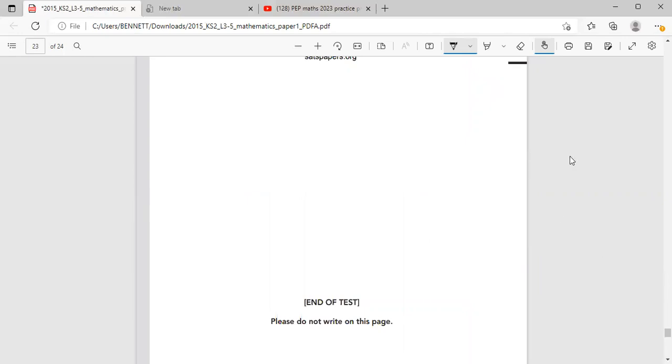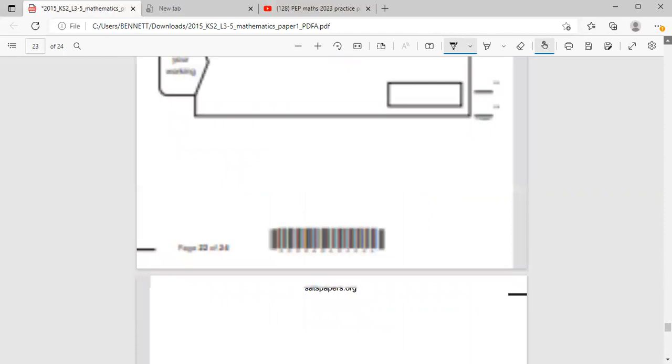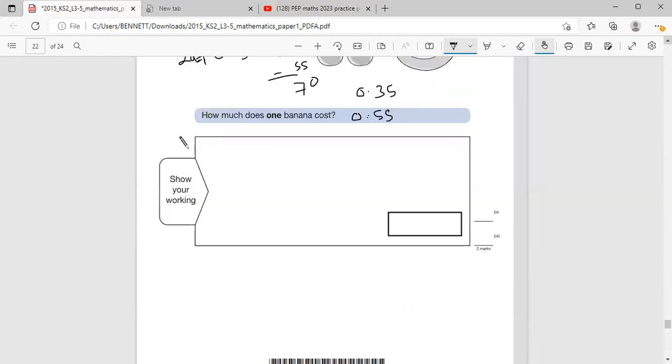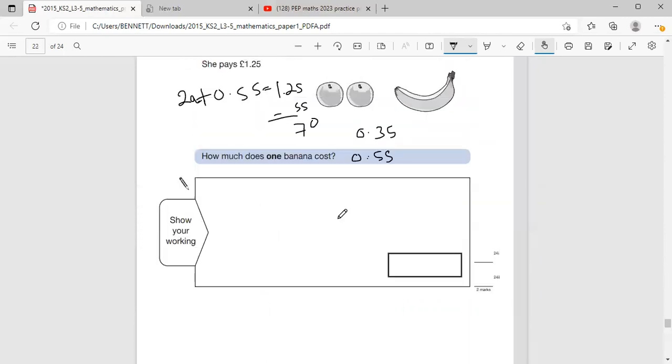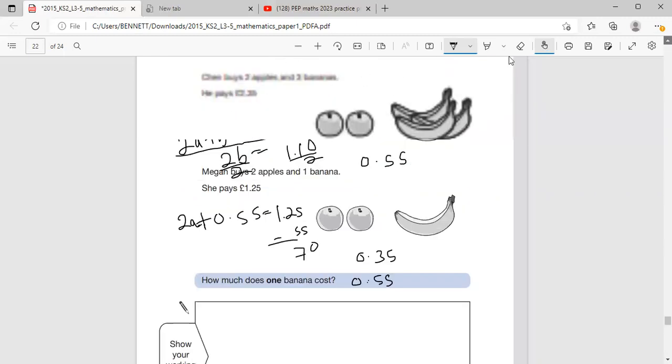It's 24 questions. Alright. Thank you guys for watching. And here it says show working, but I have already shown the working up here. That's a simultaneous equation. I'm not sure if that's appropriate for you guys, but you could have reasoned it out.